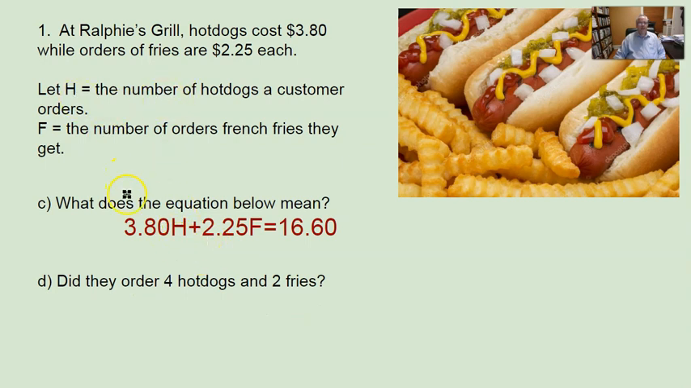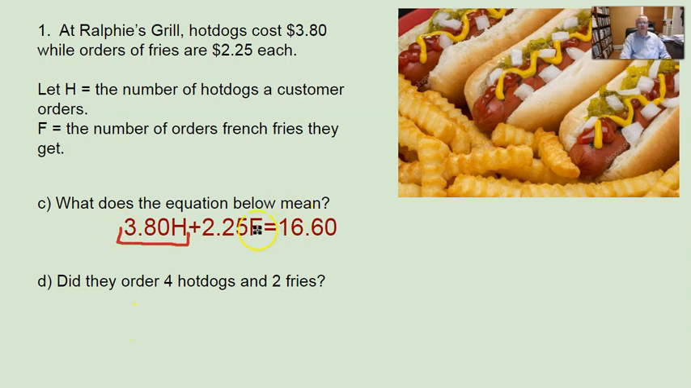Same setup here, same variables. Now we got a little bit uglier equation. So we have 3.80 times H plus 2.25 times F equals 16.60. I want to know what this means. All right, well, H is the number of hot dogs, and $3.80 is the price of each one. So if you ordered 2 hot dogs, you'd have to pay $3.80 twice. It'd be 2 times $3.80.